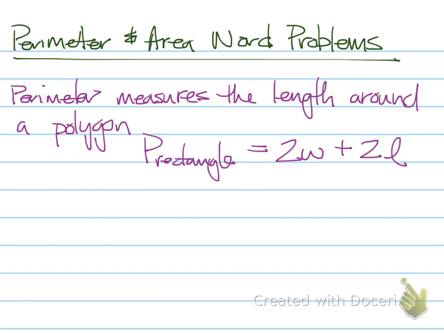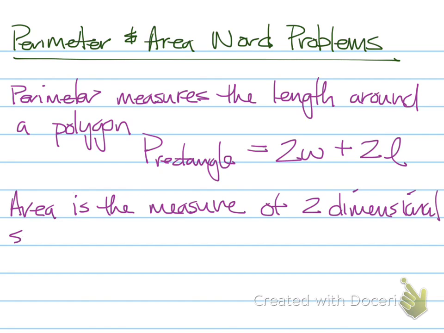So specifically for a rectangle, we can simplify that process by using this formula. Since the opposite sides of a rectangle are the same, we can just multiply 2 times the width of the rectangle plus 2 times the length of the rectangle, and that'll give us the perimeter of the rectangle.